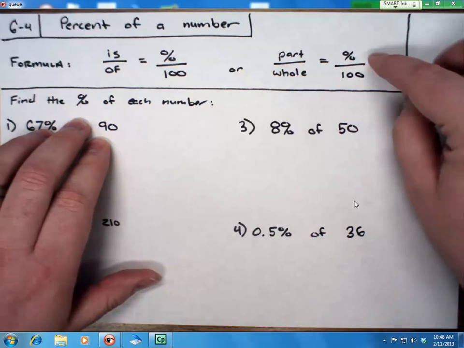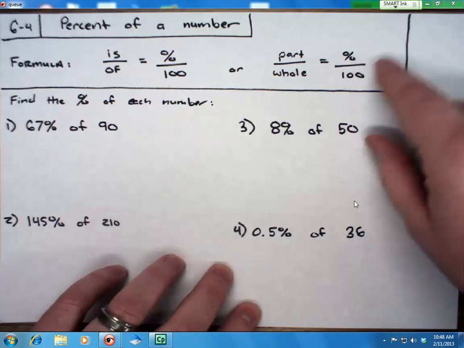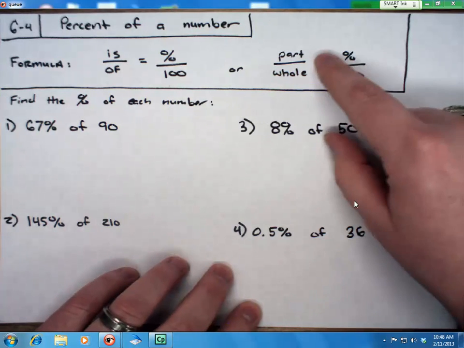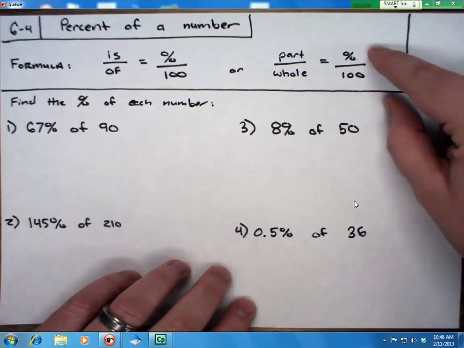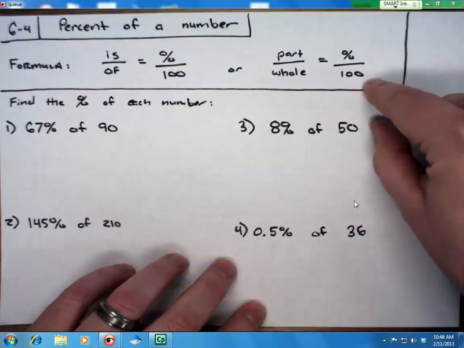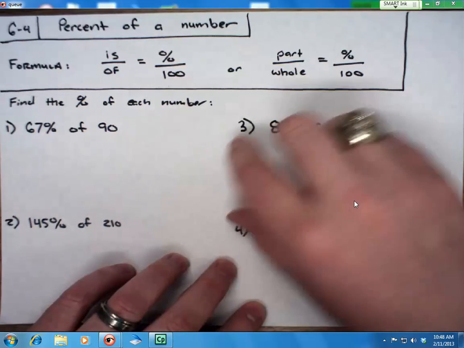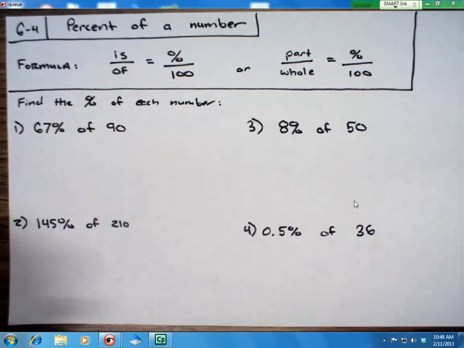The reason why we're setting up these proportions is because we're setting our part over whole equal to our percent over 100, because the percent typically is the part, and the whole, as a percent, is 100. So let's go ahead and take a look at our first example down here and set this up.